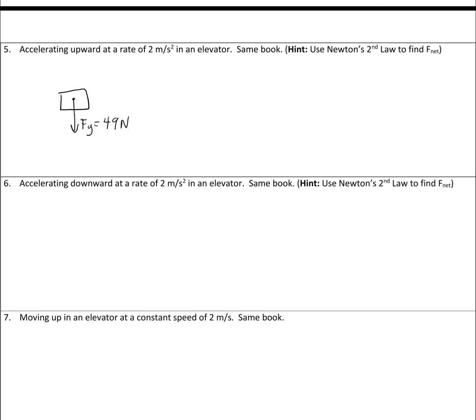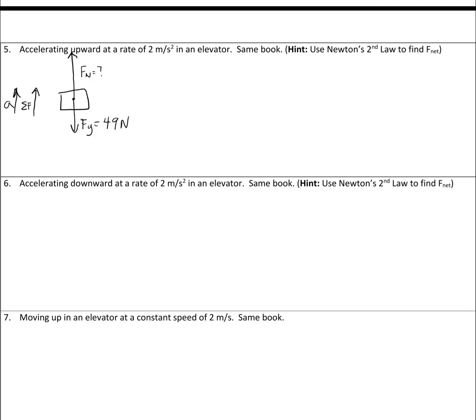Downward. Now, you're accelerating upward. So your net force has to be upward as well. That means these forces are not balanced. It also means the one that's acting upward is greater than the one that acts downward. This is the normal force. We know it's going to be greater than Fg, but what the heck is it?